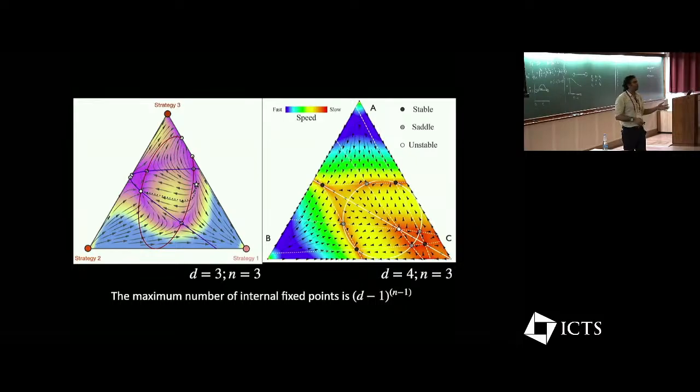But that's much more involved. This is much more fun right now. So I'm just going to show this one. The cool thing is you can have a maximum number of internal fixed points, (d minus 1) to the n minus 1. In principle, you can also show the total number of fixed points is (d to the n minus 1) over (d minus 1). That's the total number of fixed points.